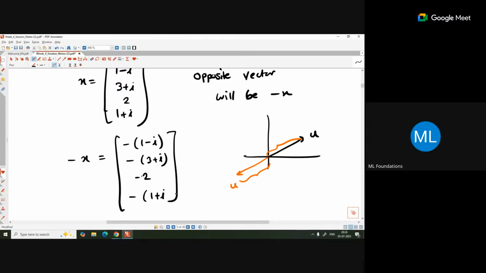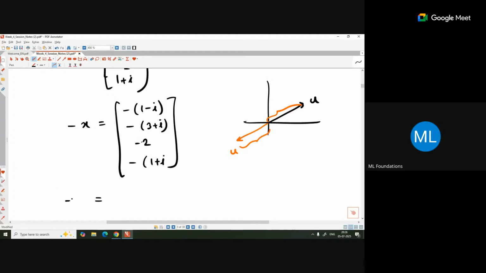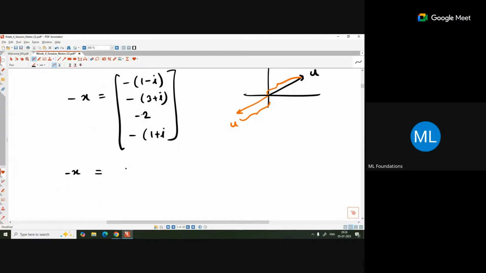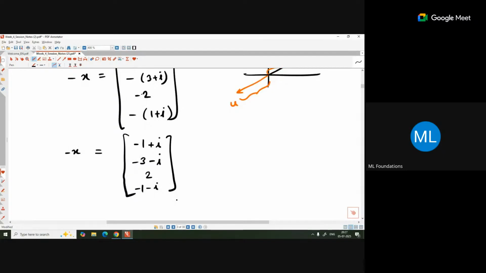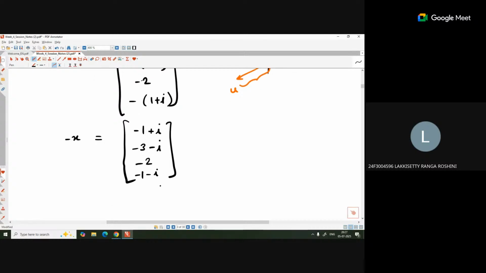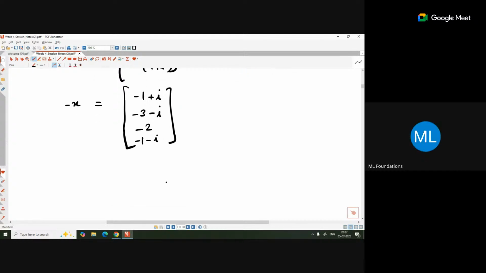Correct. So the same case is there with complex vectors also. So this is your opposite vector, and that will be minus 1 plus i, minus 3 minus i, plus 2, minus 1 minus i. Is that fine? Sir, it will be minus 2, right, sir? Sorry, minus 2. Sorry. Minus 2.